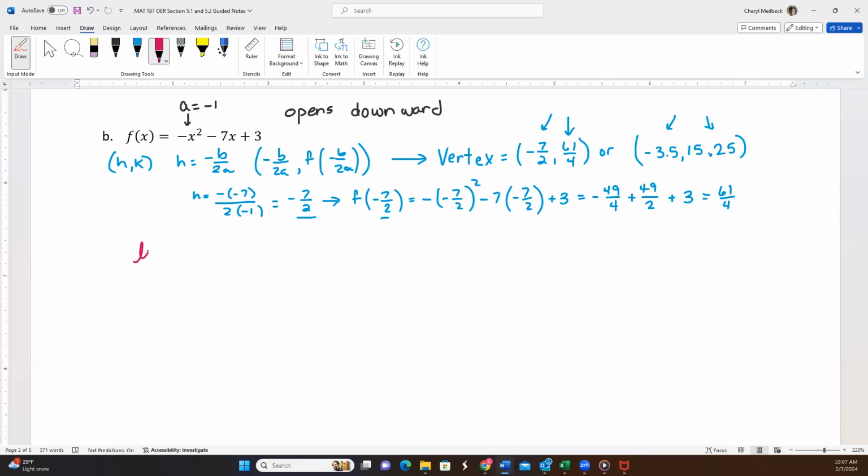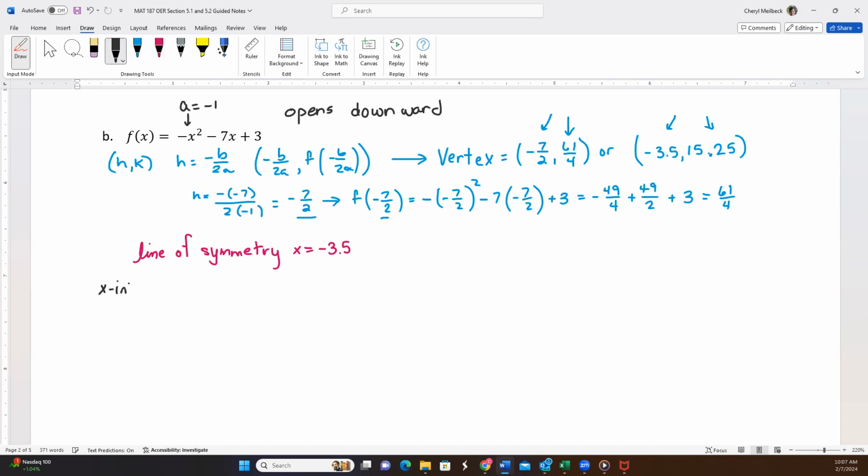The line of symmetry is the vertical line, if you have a parabola function, that goes through the x coordinate of your vertex. So it goes through negative 3.5. The equation of that line of symmetry is x equals negative 3.5, or negative 7 halves. All right, now we want to look at our x and y intercepts.